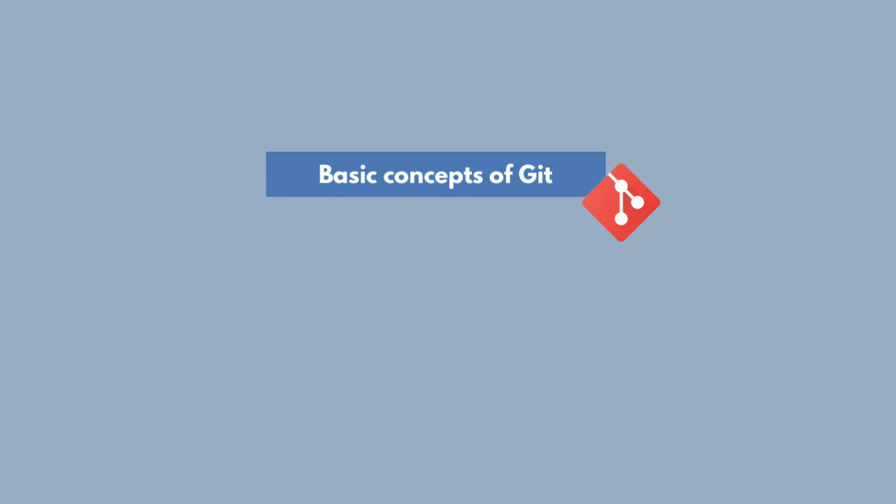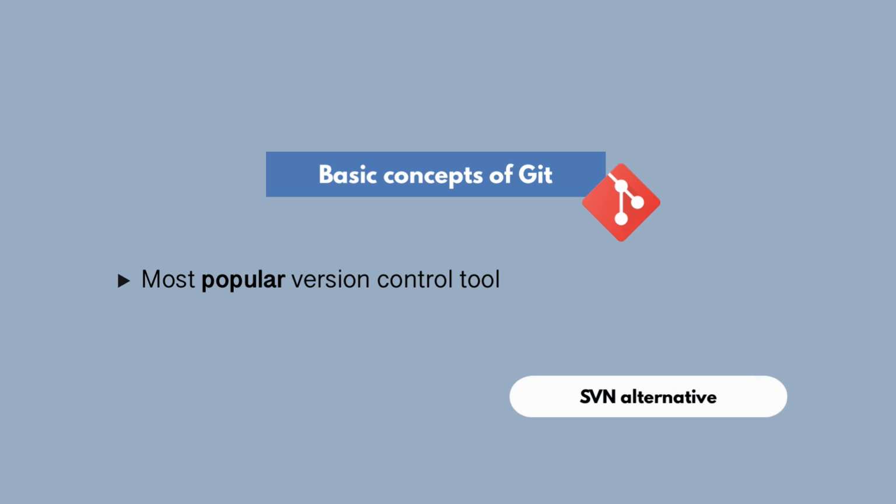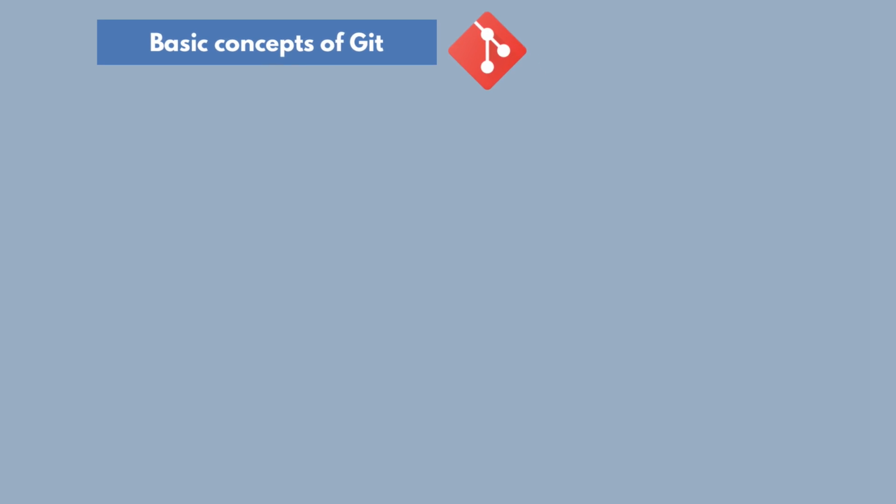Git is the most popular version control tool out there. As an alternative tool, there is SVN, for example, but it's older and maybe used in some older projects. But Git is definitely the way to go in modern projects. Now, how do you work with Git?